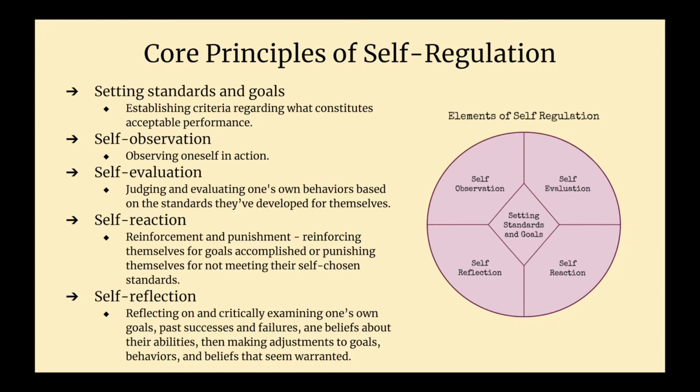This self-praise and self-criticism can be as influential in altering behavior as the reinforcements and punishments that others administer. Finally, the last core principle of self-regulation is self-reflection. Truly self-regulating individuals reflect on and critically examine their goals, past successes and failures, and beliefs about their abilities, and they make any adjustments to their goals, behaviors, and beliefs that seem warranted. In Bandura's view, such self-reflection is the most distinctly human aspect of self-regulation.